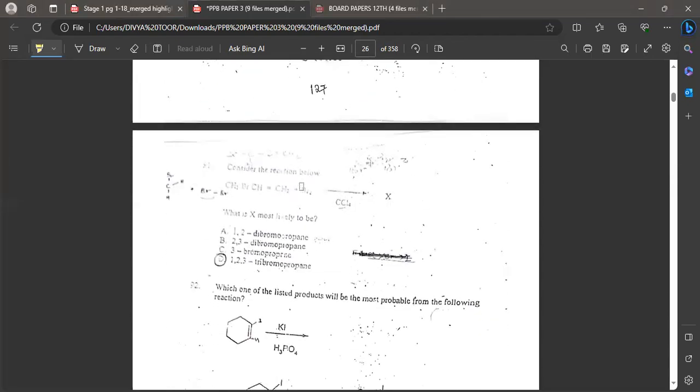All right, consider the reaction below, CH3CH=CH2 plus Br2. What is X most likely to be? 1,2-dibromopropane, 2,3-dibromopropane, 3-bromopropane, and 1,2,3-tribromopropane. There's a Br here.